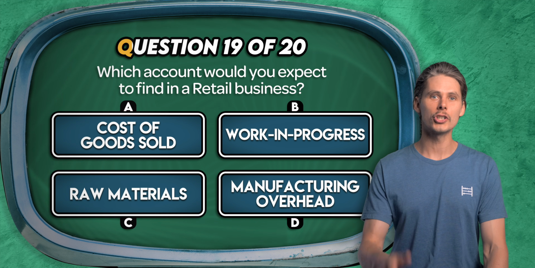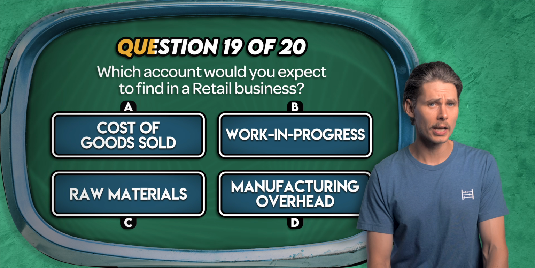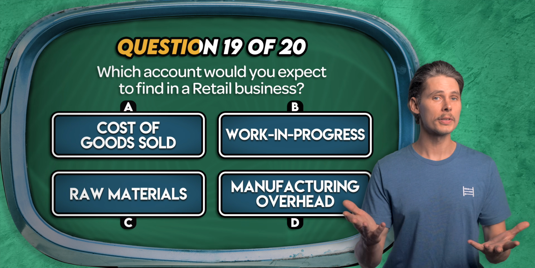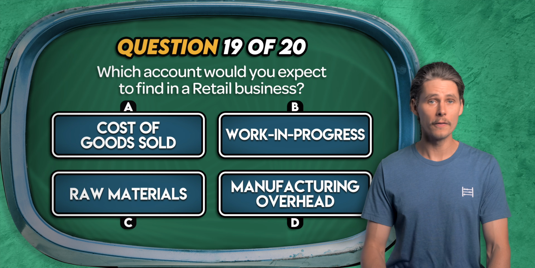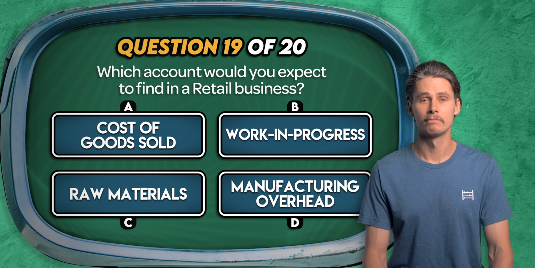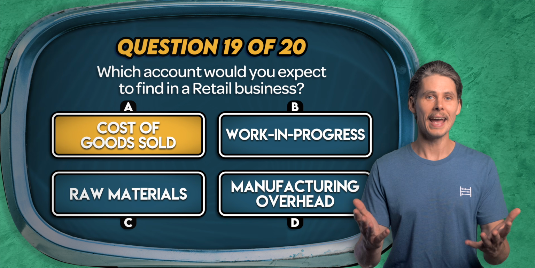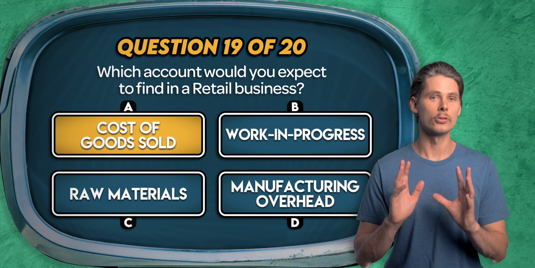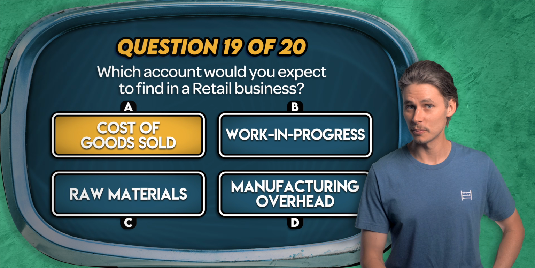Question 19. Which account would you expect to find in a retail business? Cost of goods sold, work in progress, raw materials, or manufacturing overhead? It's A. Retail businesses buy and resell finished goods, so they use cost of goods sold on the income statement.